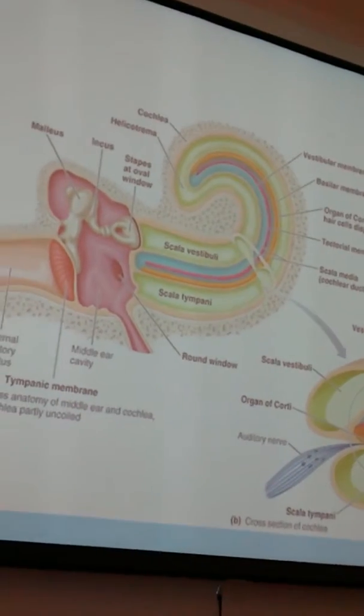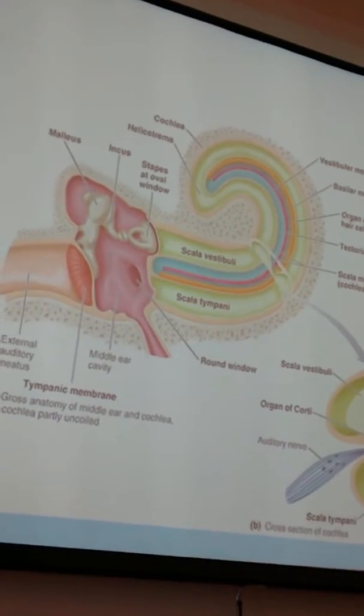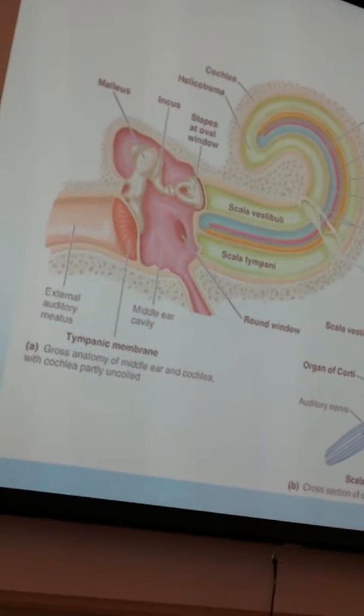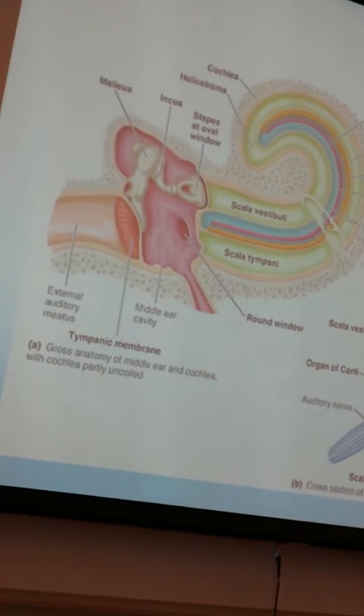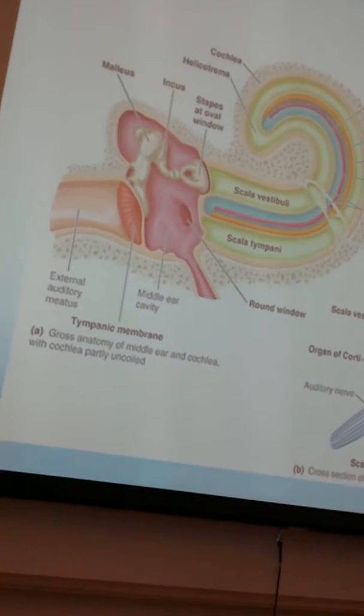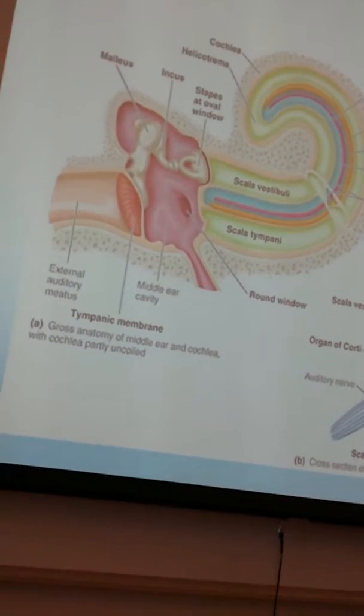So if you remember from anatomy, the cochlea has the bony labyrinth surrounding the membranous labyrinth. That membranous labyrinth is just basically sort of a fluid-filled sac that is completely enclosed, separate from the bony labyrinth.